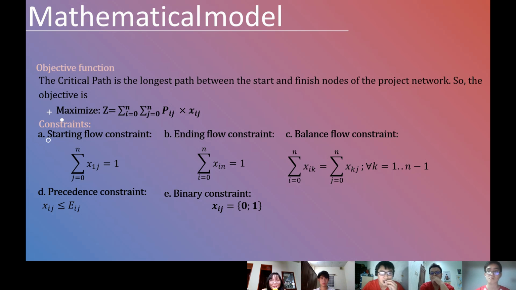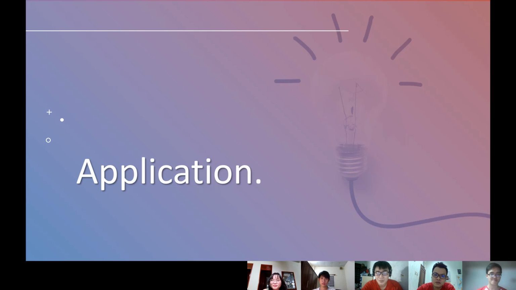The last is the binary constraint, with x_ij equal to 1 or equal to 0. The next is about applications. So in this part, our group sets out some applications for our model.